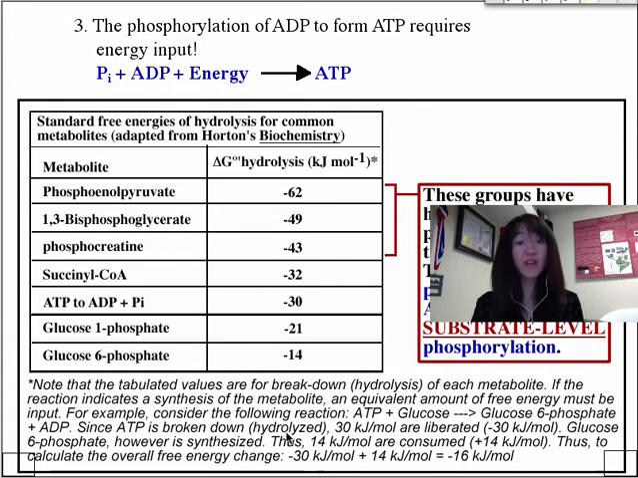So practice with this table. Try thinking your way through, could this molecule make this molecule? Could this molecule make that molecule? And what would be the overall delta G naught prime for each of those reactions that I'm envisioning?